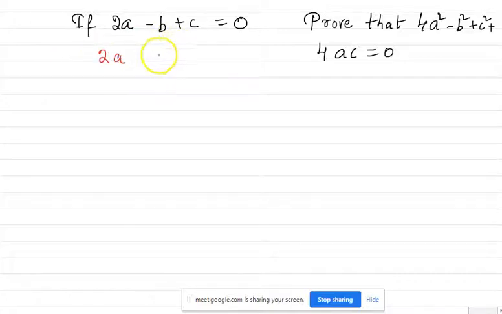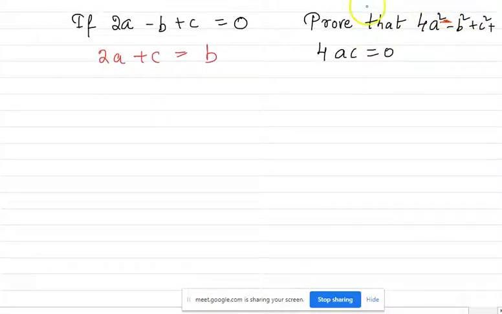2a plus c, this minus will go that side, so plus b, because we are proving this one. Now I will do squaring both sides. Why we will do squaring both sides? Because it is 4a square minus b square, this square is there, right? So that's why I am squaring.